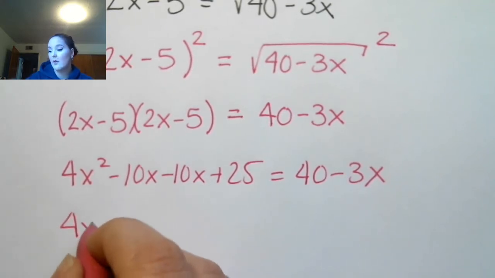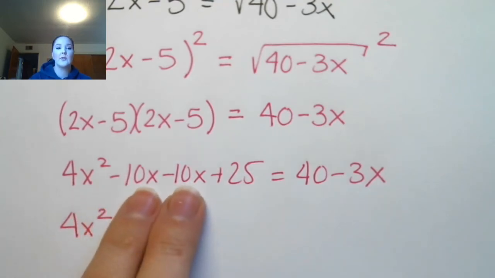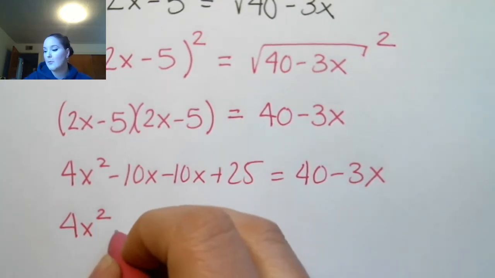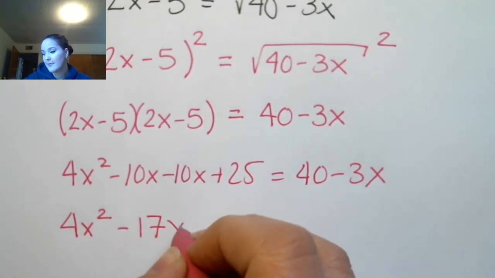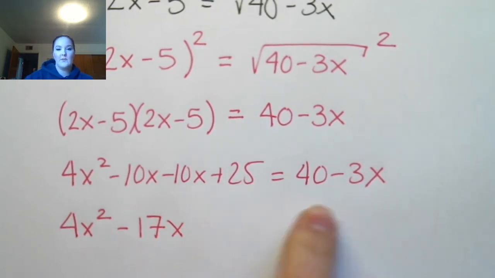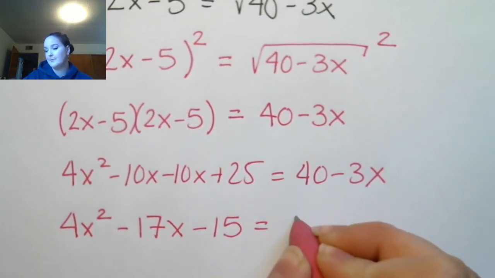I'm going to gather all of my terms together on the left side so that I can try to solve using factoring. So this would be minus 20x, and then adding 3x would be minus 17x. And then 25 minus 40 is going to be minus 15.